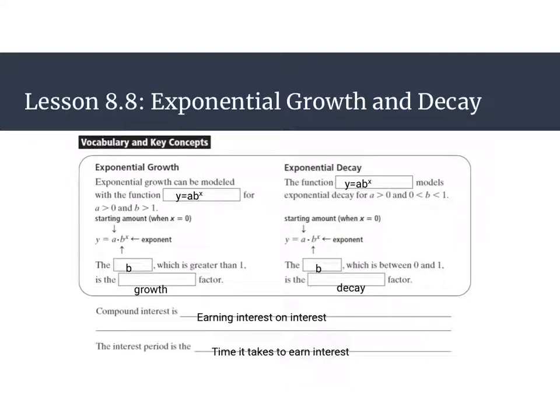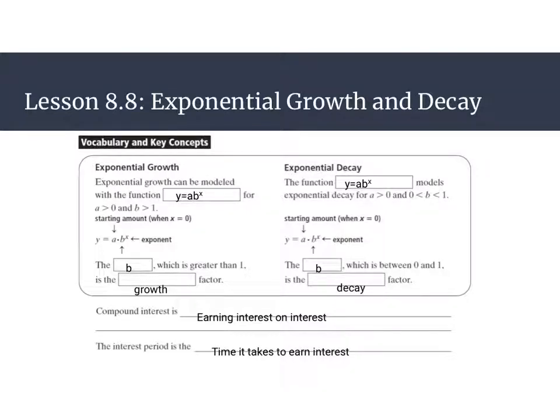And then an interest period is the time it takes to earn those interests. Oftentimes when you're talking about interest, you're going to be given an annual rate. Remember, interest rates are usually annual rates, and then there's usually how often it's compounded. So we have to read into those problems a little bit, and we'll talk about them in some of our examples here.